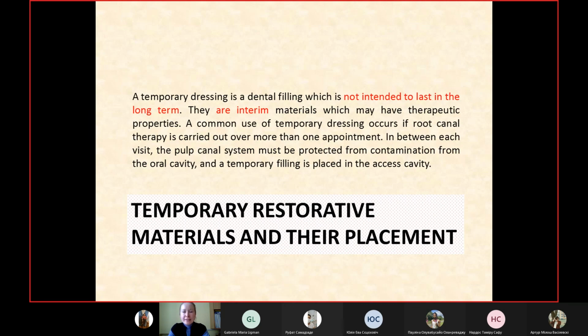So a temporary dressing is a dental filling which is not intended to last in the long term. They are interim materials which may have therapeutic properties. A common use of a temporary dressing occurs if root canal therapy is carried out over more than one appointment. In between each visit, the pulp canal system must be protected from contamination from the oral cavity, and a temporary filling is placed in the access cavity.